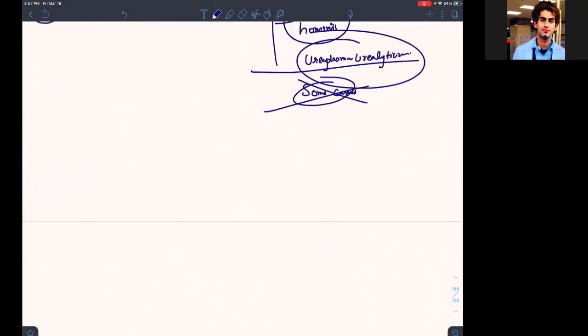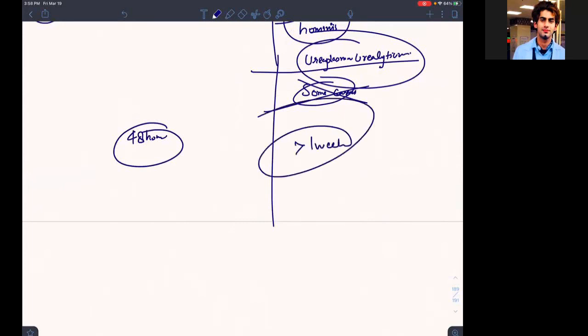Now let me tell you the clinical difference, how I will see it clinically. This was all about the microbiology part. Clinically, the patient of gonococcal urethritis will have the onset of infection within 48 hours. But the patient of non-gonococcal urethritis will come with onset greater than 1 week. That is, the onset is longer.